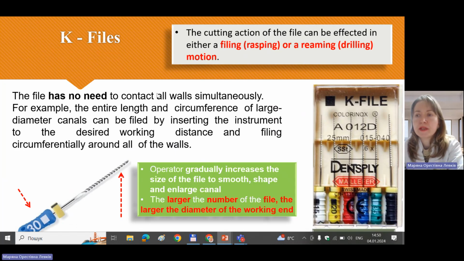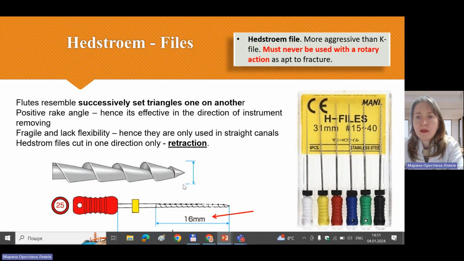K-files: the cutting action of the file can be affected in either a filing, rasping, or reaming drilling motion. The file has no need to contact all walls simultaneously. For example, the entire length and circumference of large diameter canals can be filed by inserting the instrument to the desired working distance and filing circumferentially around all the walls. The operator gradually increases the size of the file to smooth, shape and enlarge the canal. The larger the number of the file, the larger the diameter of the working end. And here you see the magnified view of the file of size 30 and geometric symbol rectangular, and pay attention to the tightness of the flutes on the working end.